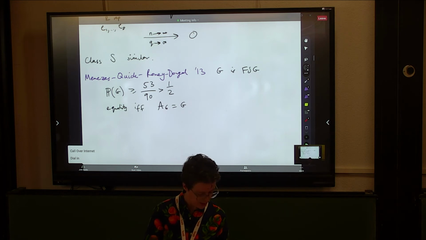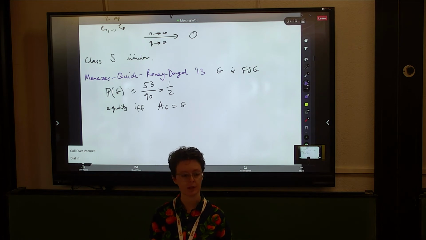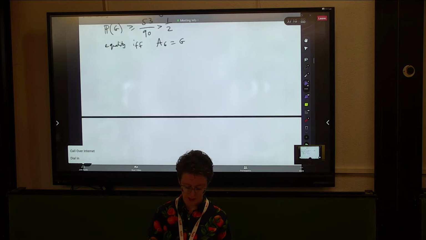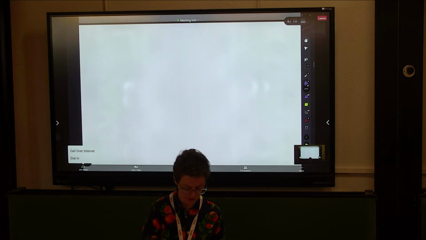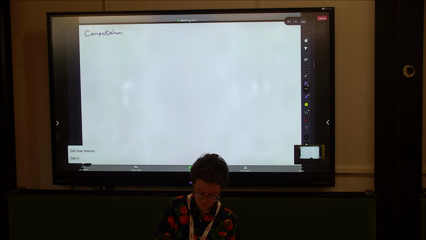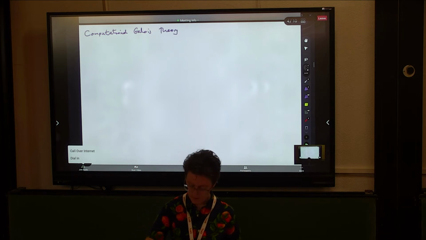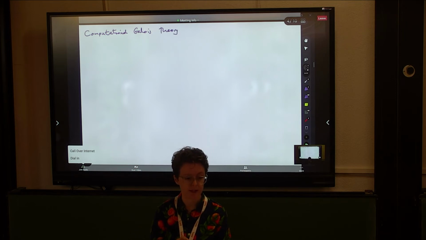Okay, so now I want to shift gears a little bit. I'm still going to be talking about random generation, but I'm going to be talking about a different problem, which I'm going to advertise as having some computational Galois theory motivation. Okay, so we're going to need just a couple of definitions, and then we'll get to the Galois theory.